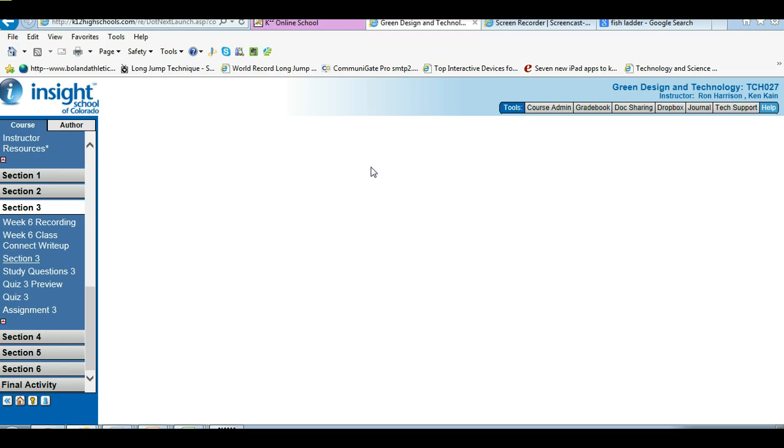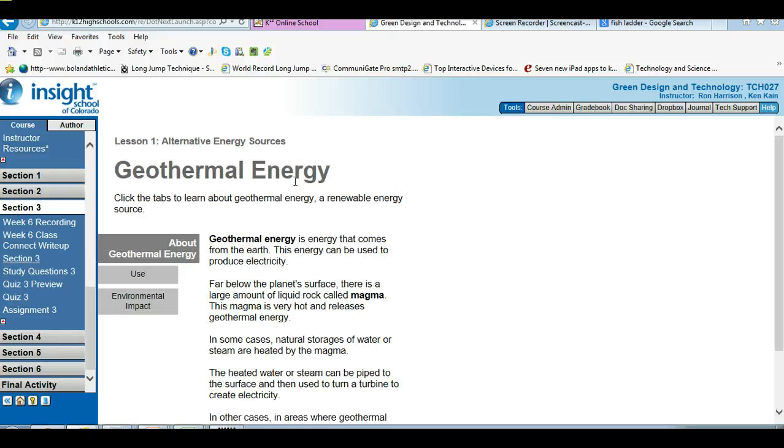Given that this is so slow, I may just turn you loose to do the rest of this on your own with your higher speed connection. We'll do one more section, but my connection is so terrible that I really can't do a very good recording.